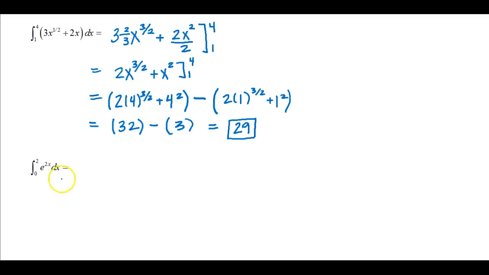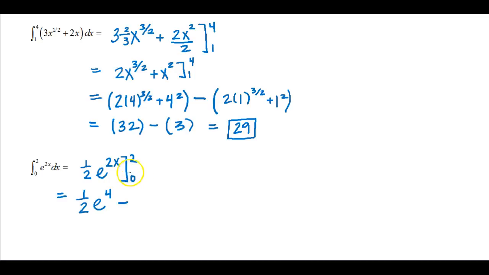So now let's try one with an exponential function. I have the integral from 0 to 2 of e to the 2x dx. So here the general antiderivative of e to the 2x is 1 over 2 e to the 2x evaluated from 0 to 2. So my rule tells me that I'm going to substitute in the top limit of integration first, so I have 1/2 e to the 4, because if I plug in 2, 2 times 2 is 4, minus, and now I have to substitute in 0.